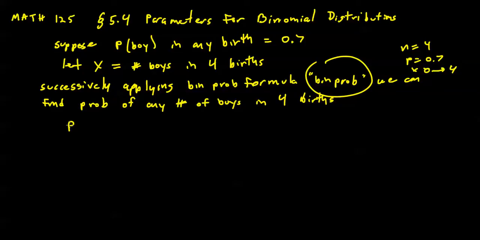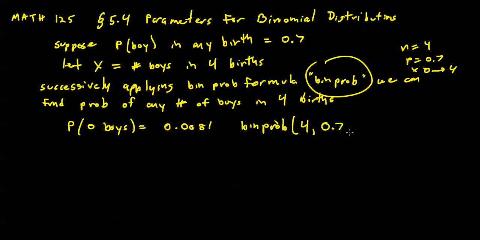well, I can say the probability of 0 boys is going to be 0.0081. Again, we get there using our Binomial operator. Our Binomial operator for n equals 4. Probability of a boy in any one birth is 0.7. And for the 0 case, we plug in x equals 0.